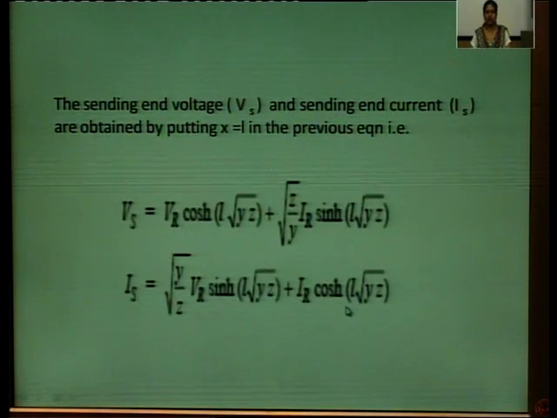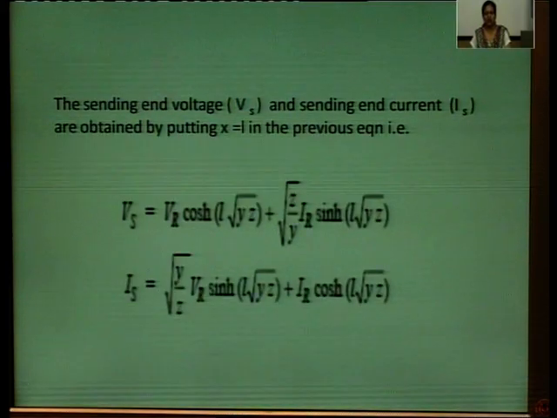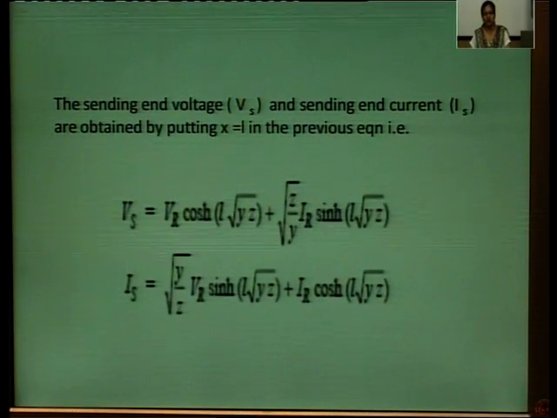So, these are the two standard equations of the transmission line model, where the sending end voltage and sending end current have been derived in terms of VR and IR, that is, the receiving end voltage and the receiving end current.